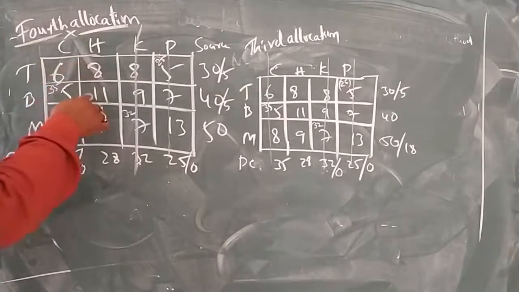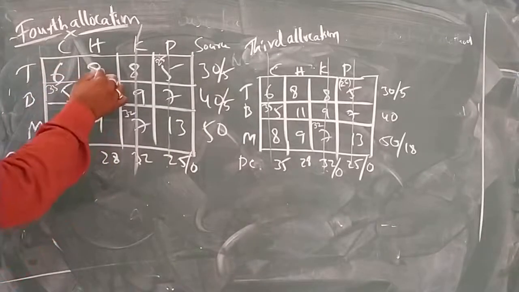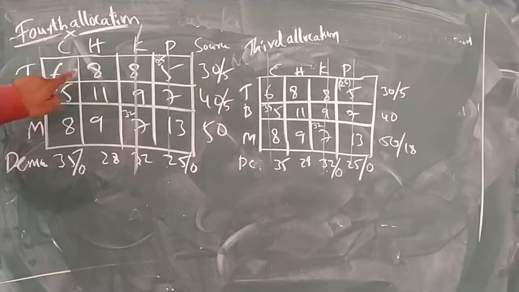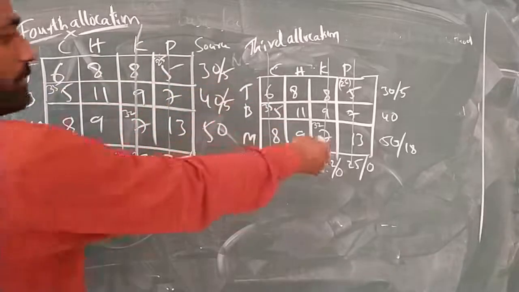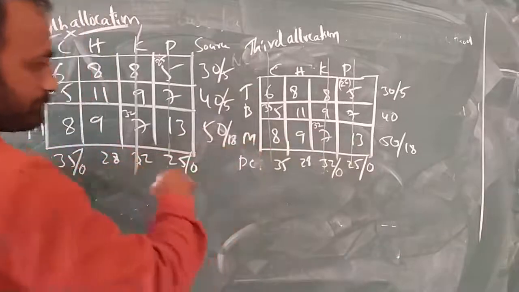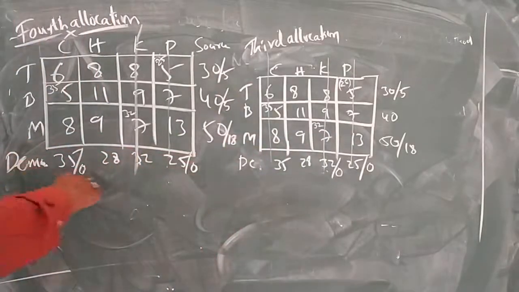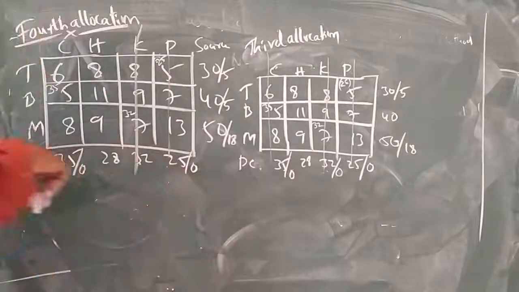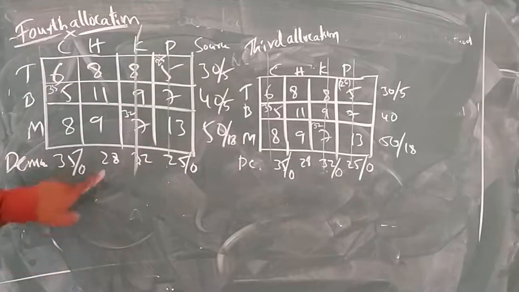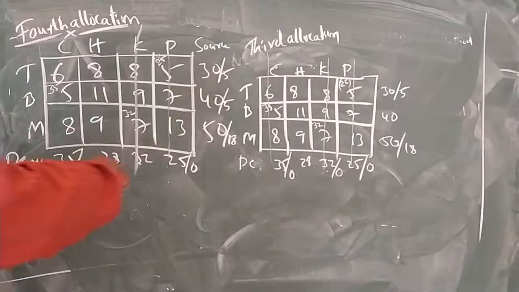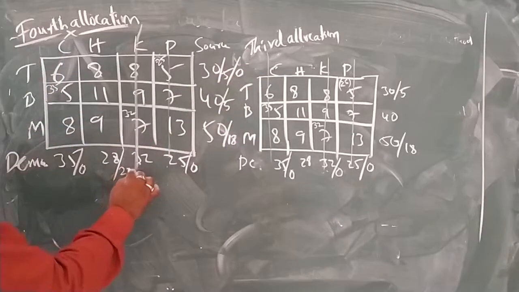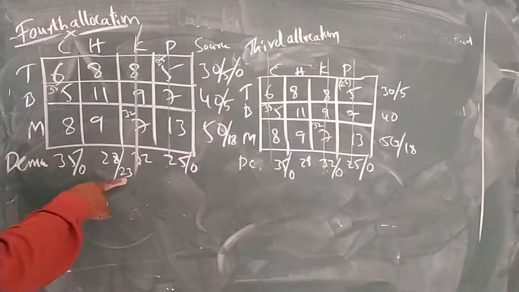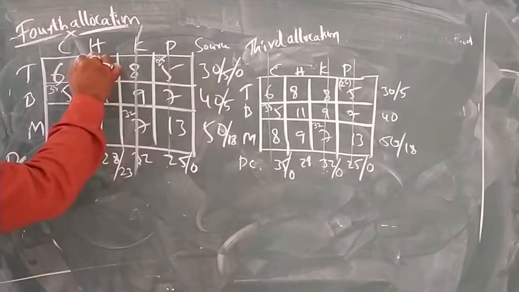Now among these three, 8, 11, 9, we can see that 8 is the smallest value, which has 5 and 28 here. Previous values are 50 by 18 here, and 35 by 0 also we have to mention here. Now 5 and 28: 5 is the minimum value, 5 minus 5 is 0, and 28 minus 5 will be 23. Since I am subtracting 5, I have to write 5 here.